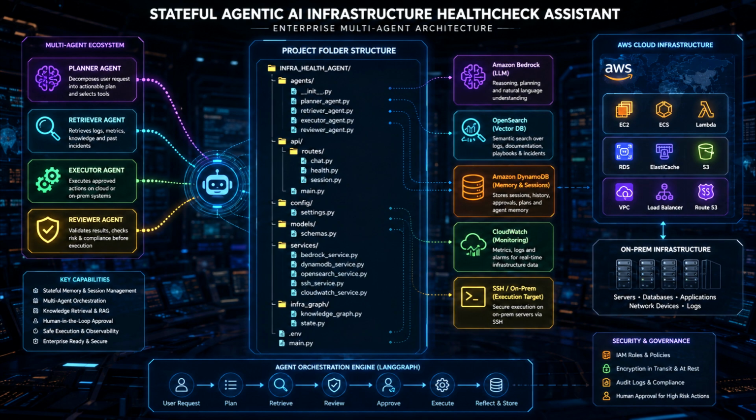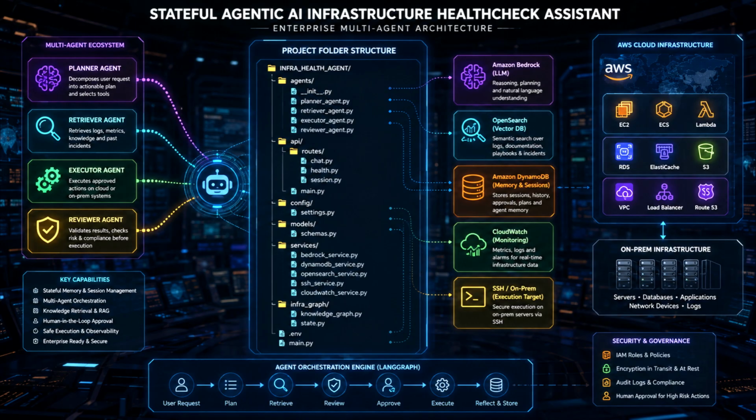On screen is the complete folder structure of our enterprise-grade stateful agentic AI system for infrastructure health monitoring. This architecture is designed for real-world production environments where AI agents collaborate to diagnose infrastructure failures across AWS cloud resources and on-premise servers. The agents folder contains specialized reasoning units such as planner, retriever, executor, and reviewer agents. Each agent performs a unique cognitive task.